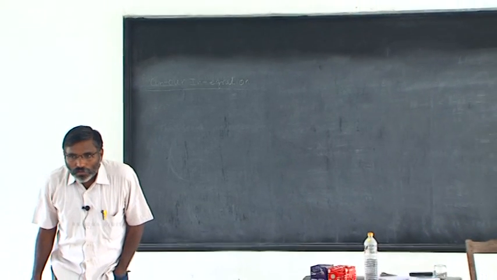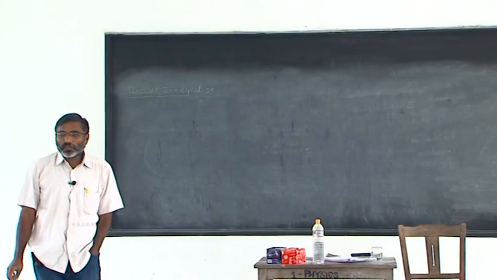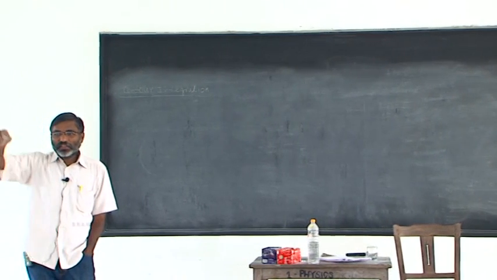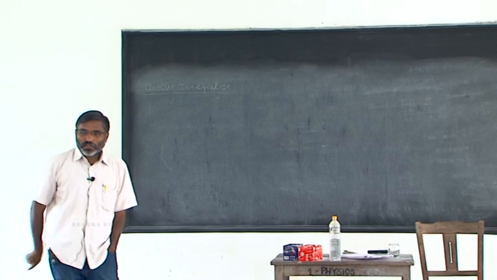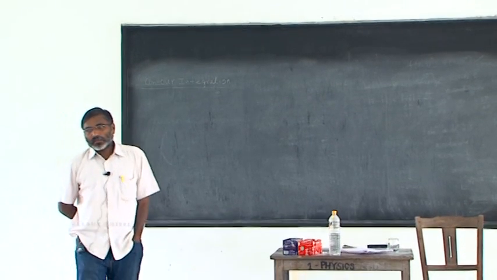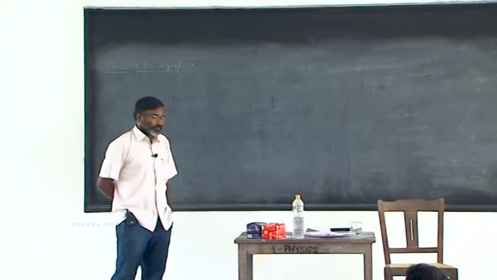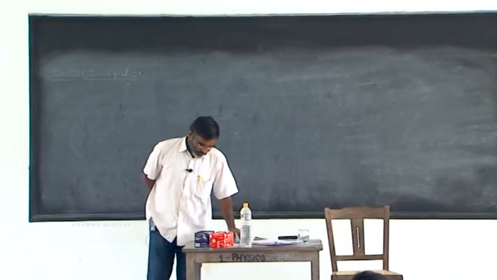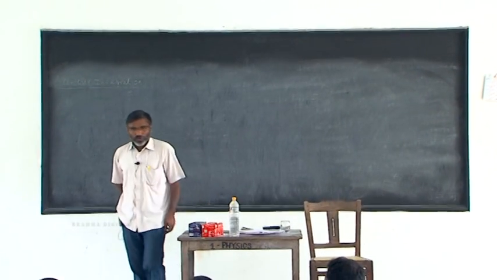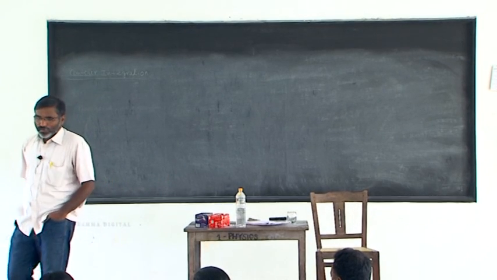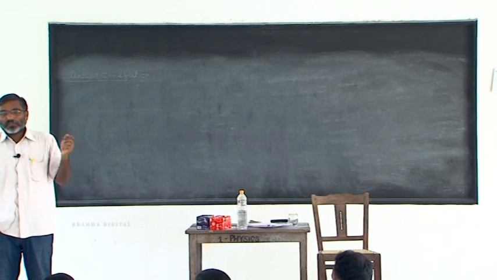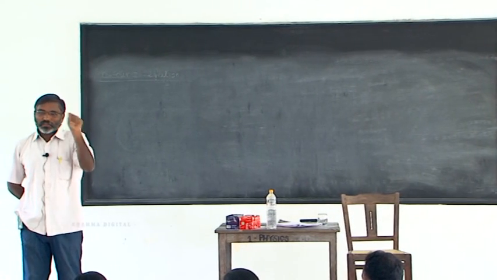Curve. Contour is a closed curve. A curve need not be closed, right? A curve can be anything. But a contour is a closed curve. I don't know, maybe even in some cases contour is referred to as an open curve also. But in our usage here, when we say we are doing a contour integration, it's always a closed curve.